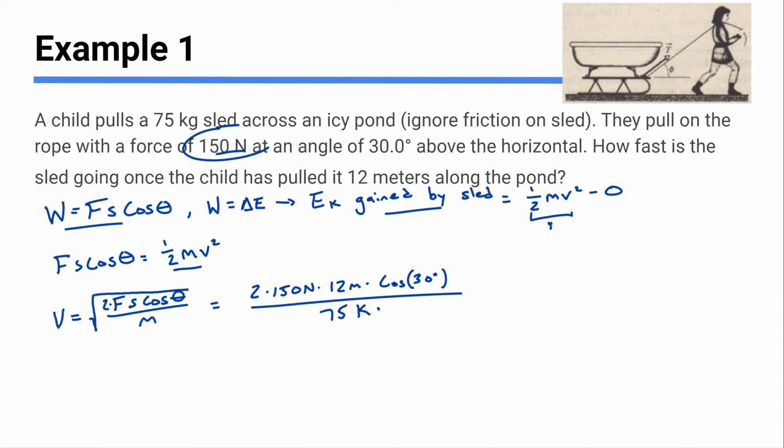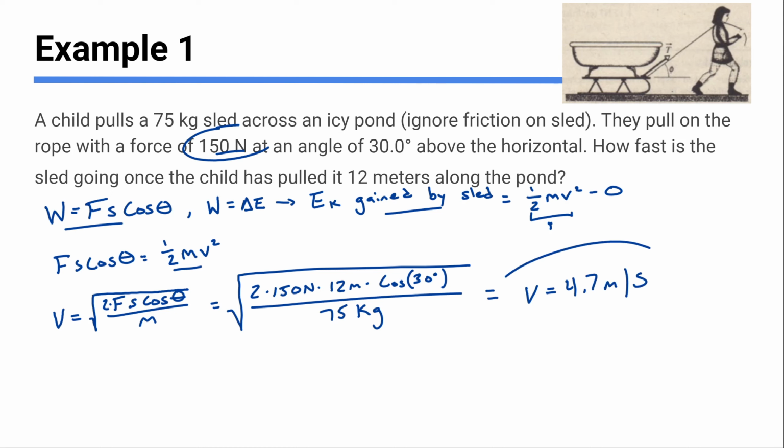In other words, I don't care about the mass of the child. It doesn't matter for this. Okay, and I square root all of that. So you square root all of this, you throw it in your calculator, and you get something that's roughly, I'm going to round it to sig figs, 4.7 meters per second is the speed of that sled. So look at that, just a couple lines of math to solve this rather than a whole system of a bunch of equations. Energy and work are great. All right, so that's how you do that one.